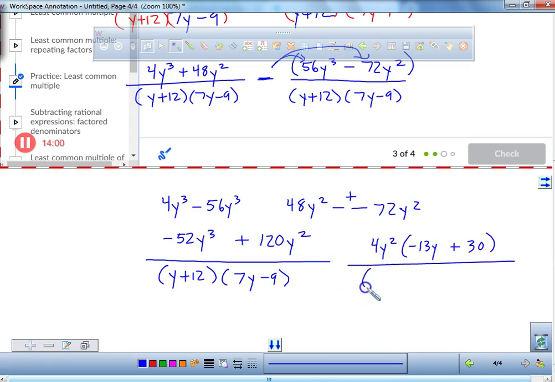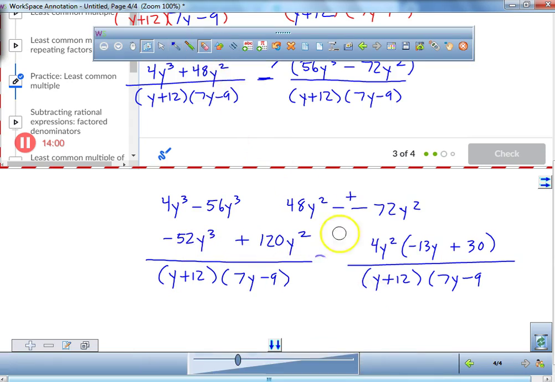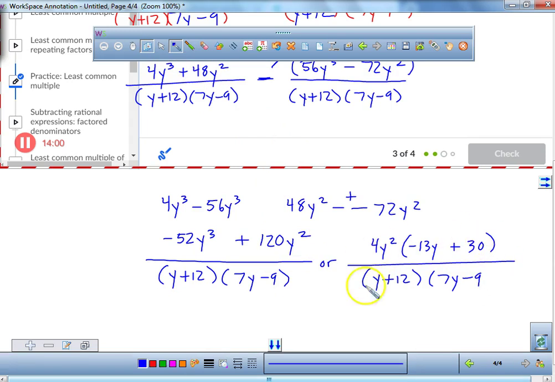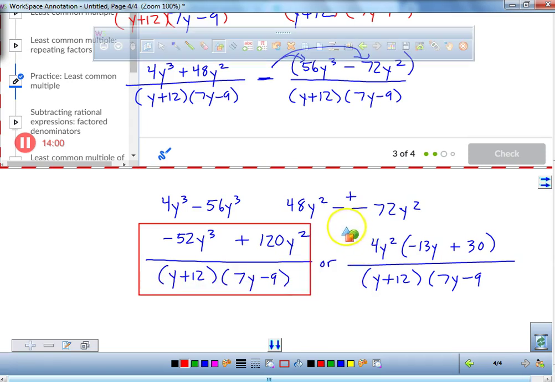Okay. So what is that? That kind of lets me know there's really nothing that I can cancel out, because 4 times 30 is 120, and 4 times negative 13 is negative 52. If you had everything factored out, this would be your simplified answer. If you didn't factor everything, you could type in this, or you could type in this, and Khan Academy will accept both.